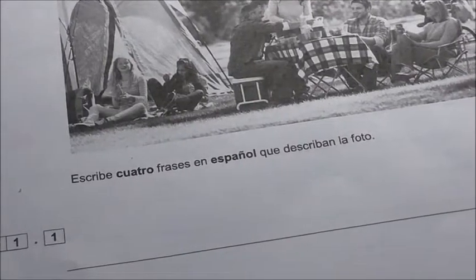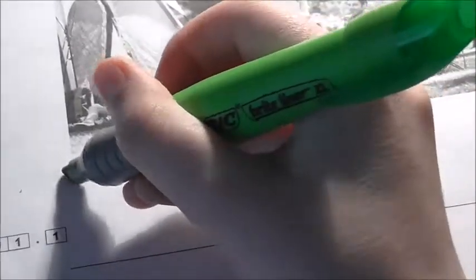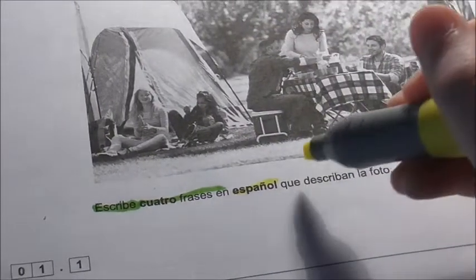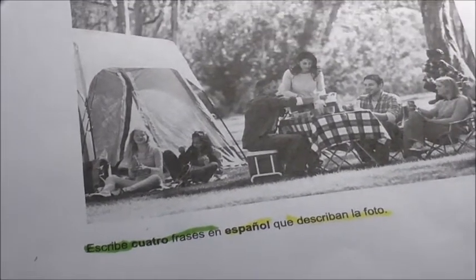So what I would do when breaking down the question is look at the command word, describe, and that's 4 phrases. I know this is the worst highlighter ever. That's obviously Spanish, and then described in the photo. I'm just going to highlight the bottom of it.